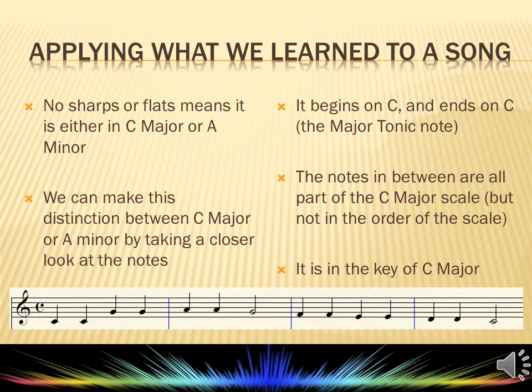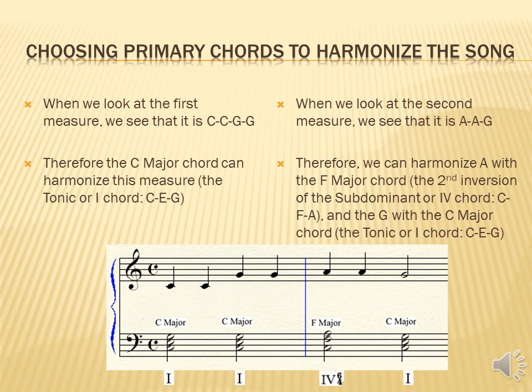No sharps or flats means it is either in C major or A minor. We can make this distinction between C major or A minor by taking a closer look at the notes. It begins on C and ends on C, the major tonic note. The notes in between are all part of the C major scale, but not in the order of the scale. It is in the key of C major. Choosing primary chords to harmonize the song.